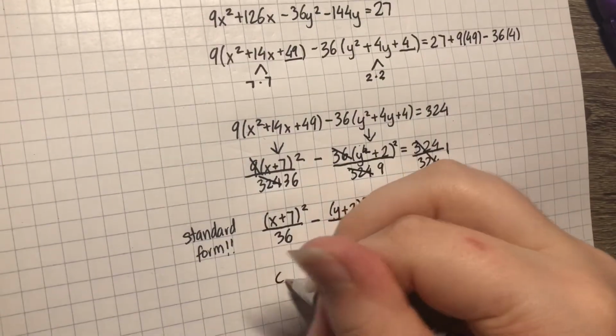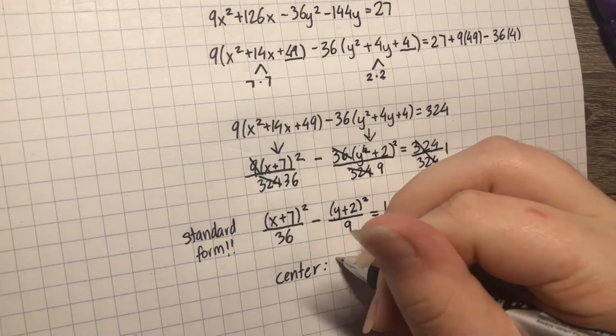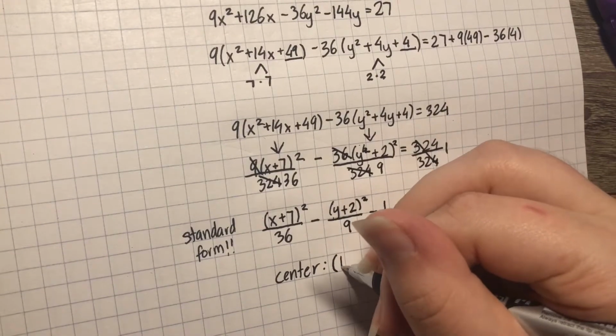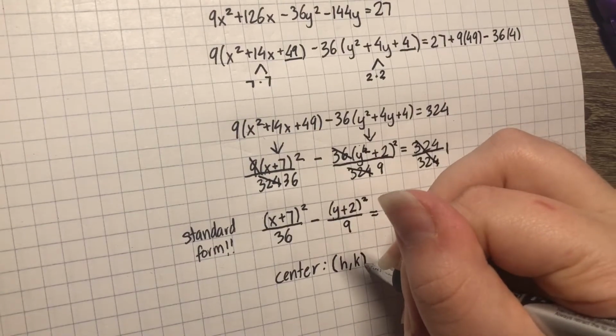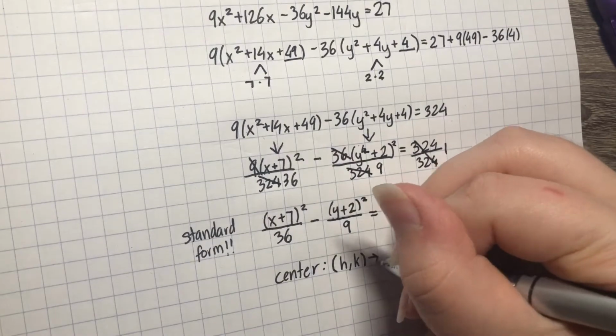So next, we are looking for the center, which is h, k, and it's x minus h and y minus k. So the value is going to be the negative of what it is in the equation.